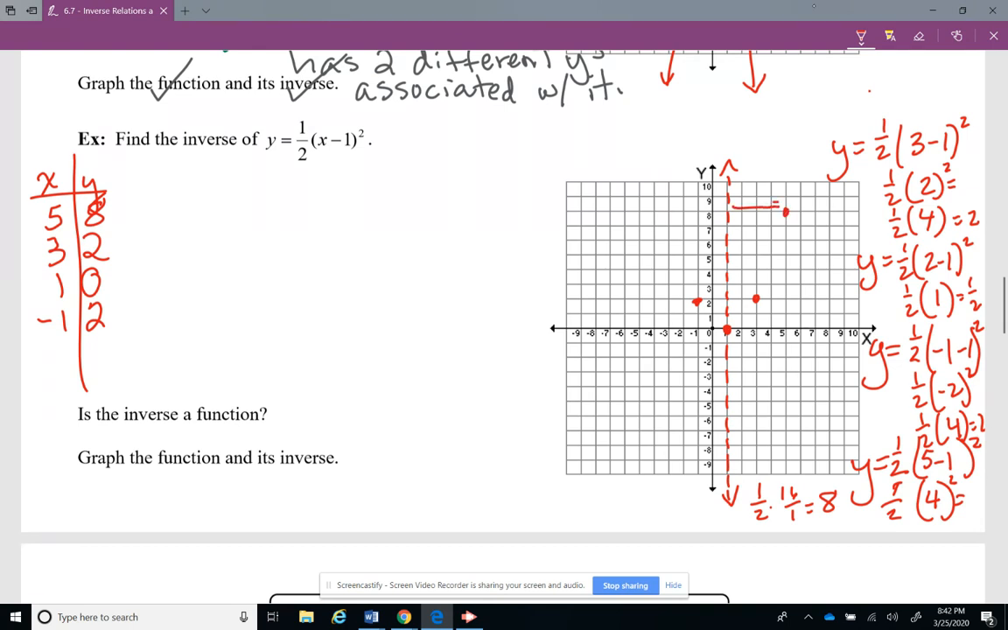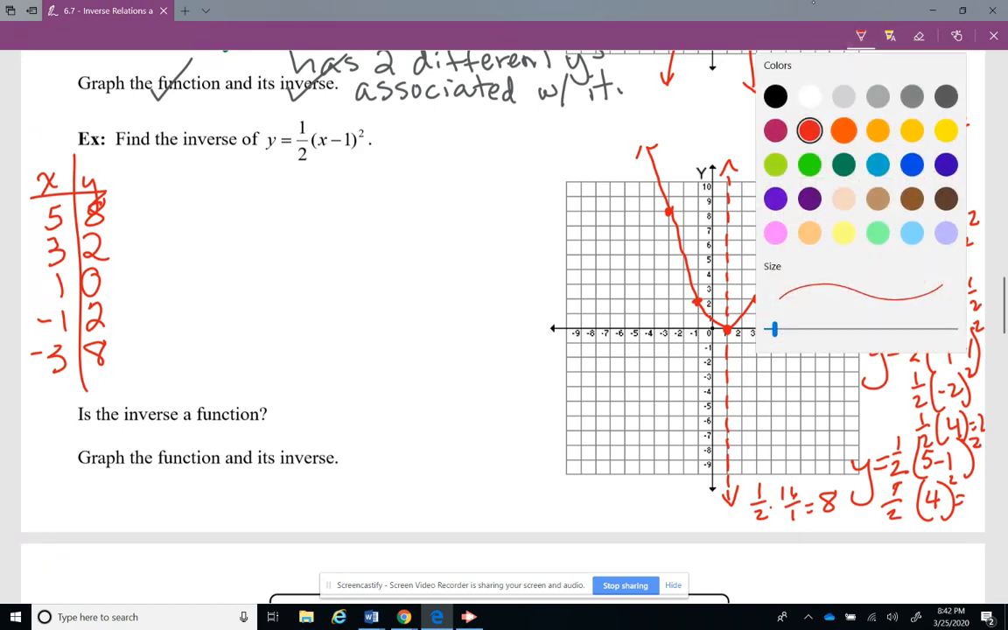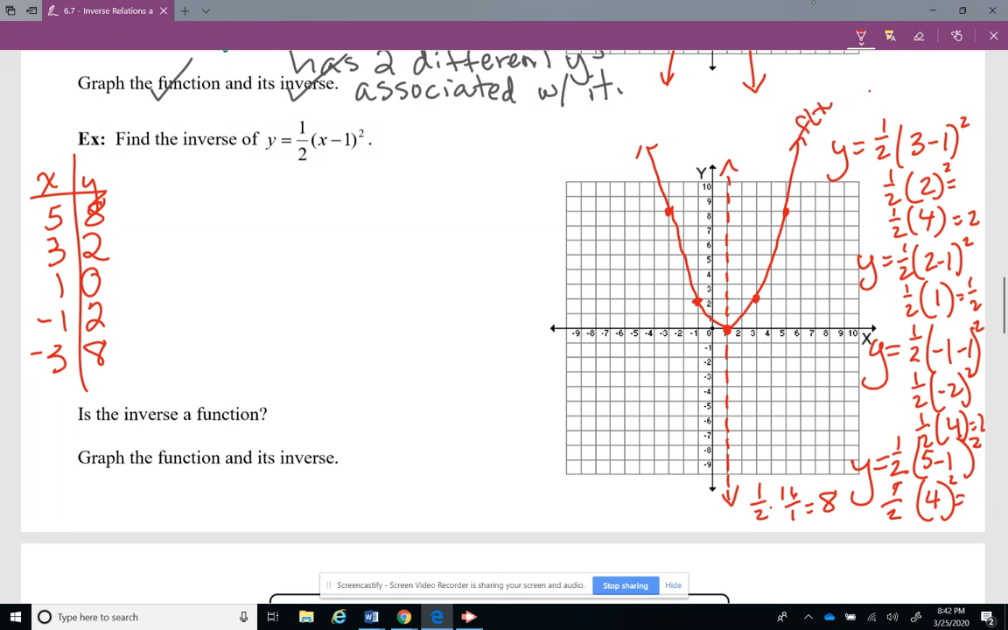So plot that one, (5, 8), and then reflect it. It goes 4 this way, so you're going to go 4 that way. All right, so let's go put that point. That's (-3, 8). All right, so go ahead and connect your dots. And now let me name it. This is my f of x.